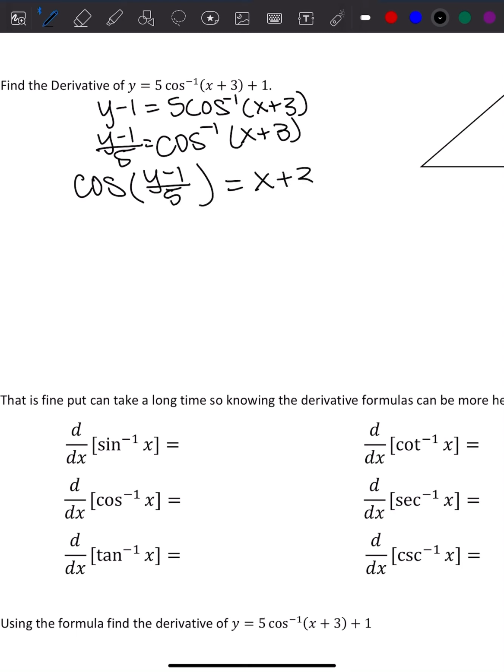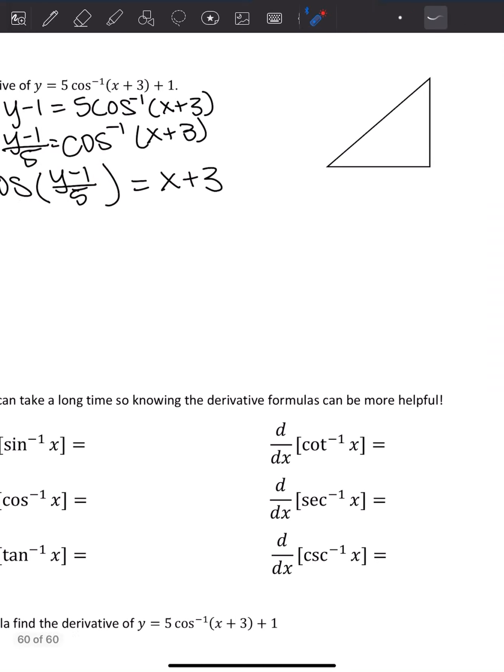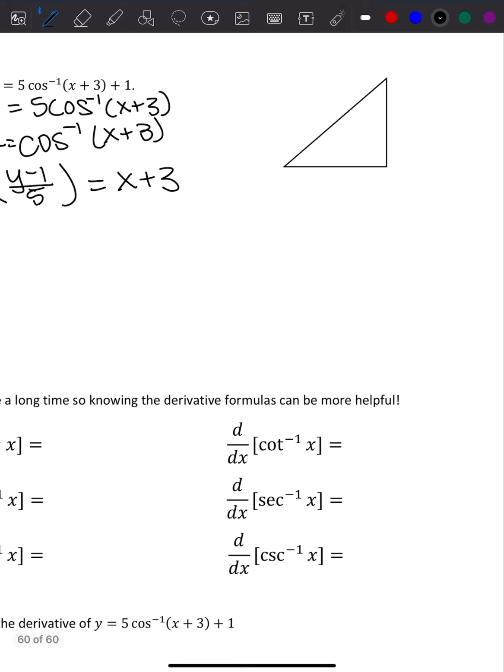equals x plus 3. So what this tells me is this is my angle. So I'm going to write (y minus 1) over 5 in one of my angles. Okay, cosine is adjacent over hypotenuse. So my adjacent side is x plus 3, and my hypotenuse is 1. We're probably going to need this opposite side. So I have (x plus 3) squared plus b squared equals 1 squared.